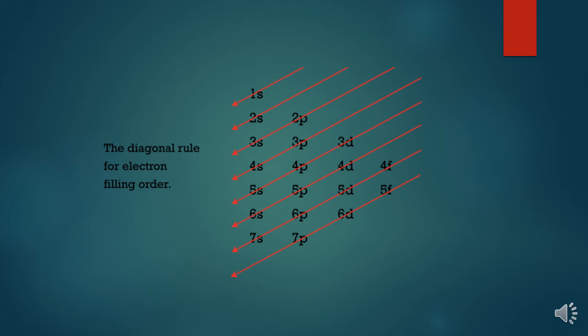Now first we are drawing these arrows to indicate the energy levels. So you can find the first energy level should be 1s, then 2s, then 2p 3s, then 3p 4s, then 3d 4p 5s, then 4d 5p 6s, likewise. Okay, this is the diagonal rule for electron filling order.